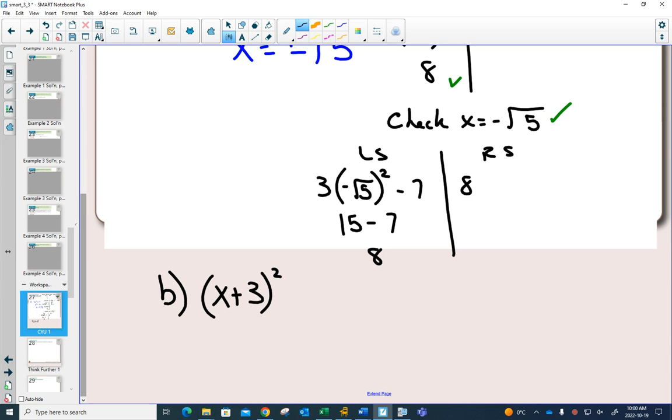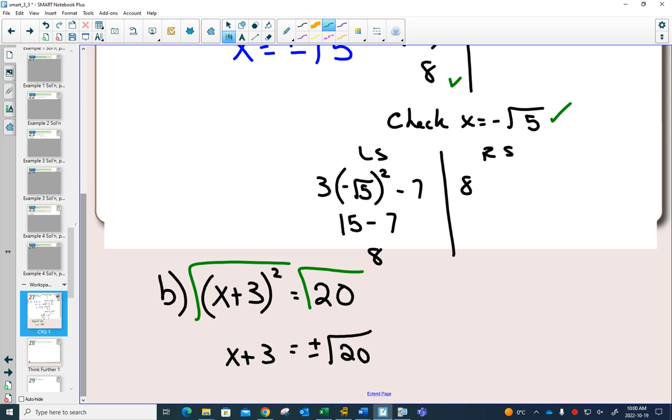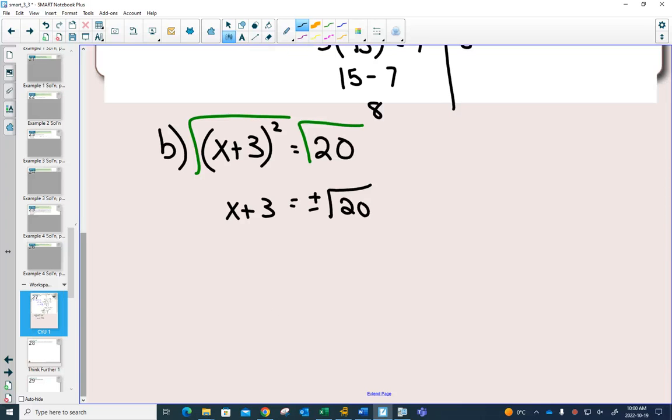x plus 3 squared equals 20. Our squared item is all by itself, so we can get rid of the squared by square rooting on both sides. Sometimes people like to show the work by just doing this on both sides: square root that side, square root that side. But you have to remember when you square root both sides that you include the plus or minus. And finally, to get x by itself, I would have to subtract 3 on this side and subtract 3 on this side.